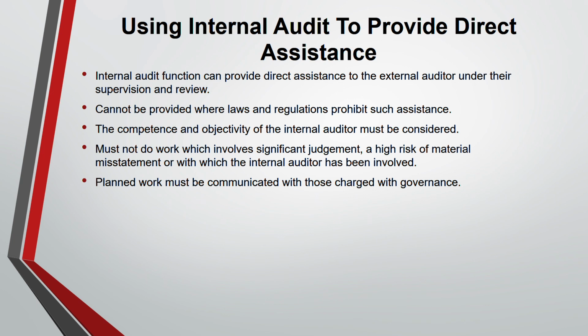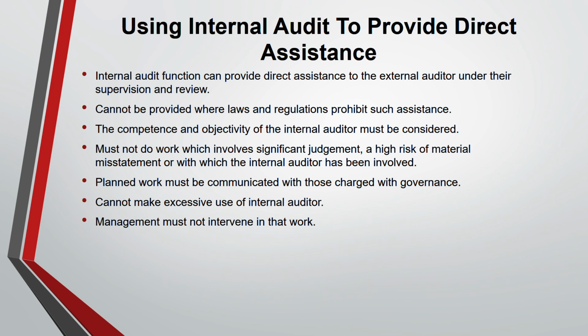Then, planned work must be communicated with those charged with governance. If you are taking the direct help of internal audit, this must be communicated to those charged with governance. Those charged with governance means your audit committee, non-executive directors, and all those things. You cannot make excessive use of internal auditors. That means 90% of your audit you are taking the help of internal auditors. It should not be like that. Maybe you can use 5% or 10%, but not excessively.